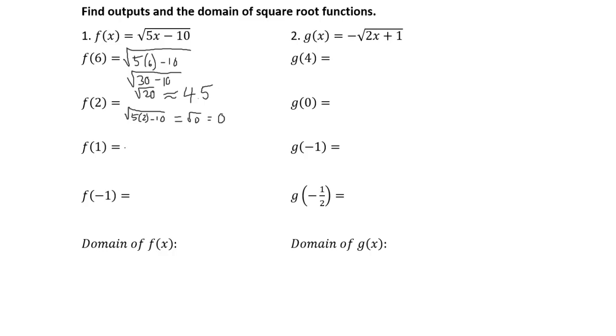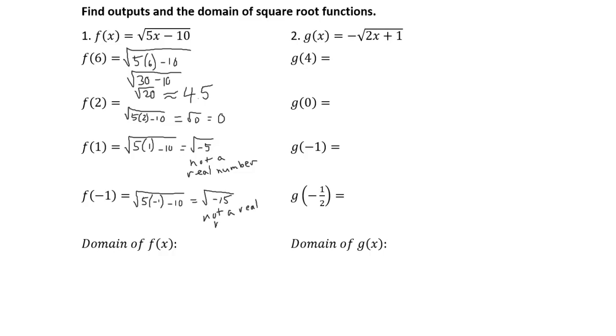If we put in 1, 5 times 1 minus 10 gives us 5 minus 10, which is -5, and the square root of a negative number is not a real number. And if we put in -1, 5 times -1 minus 10 gives us -5 minus 10, -15. So same thing, the square root of a negative number is not a real number.